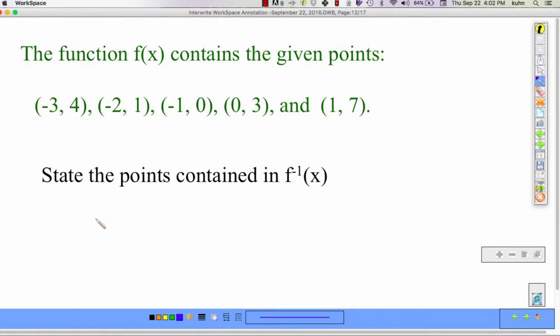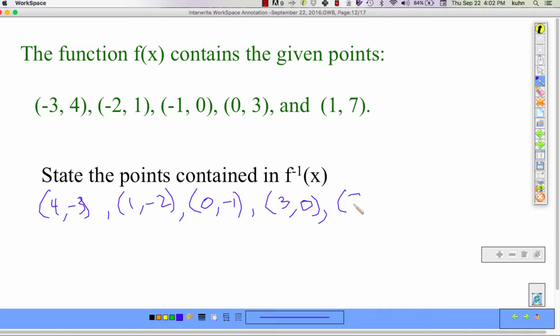If I want to state the points of f inverse here, it's as fast as flip them around. So this is going to be, I change them from x's to y's, y's to x's. That's what we're doing when we're doing an inverse. And this is a relation.